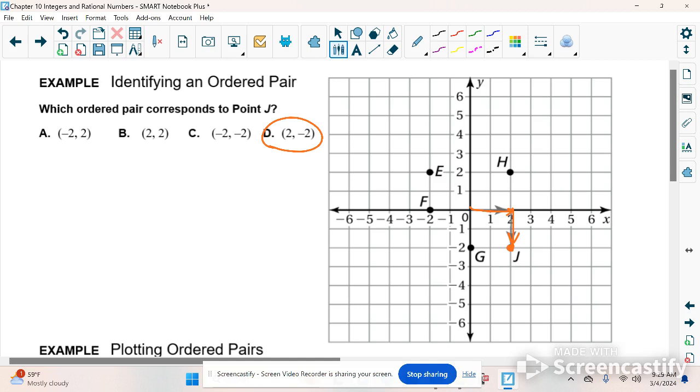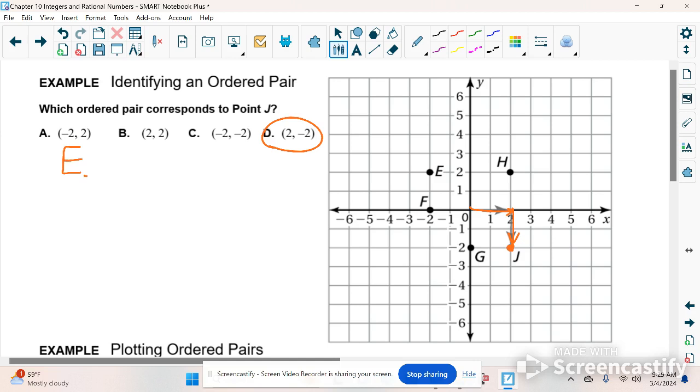Which one goes with negative 2, 2? Which one of these points goes with negative 2, positive 2? It's the one beside E. What letter? Look up here. If I start at 0 and I go negative 2, positive 2, what letter is that? E.